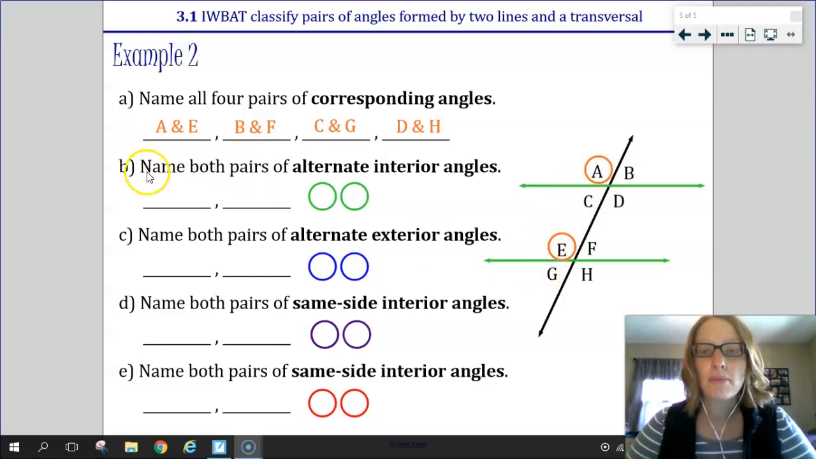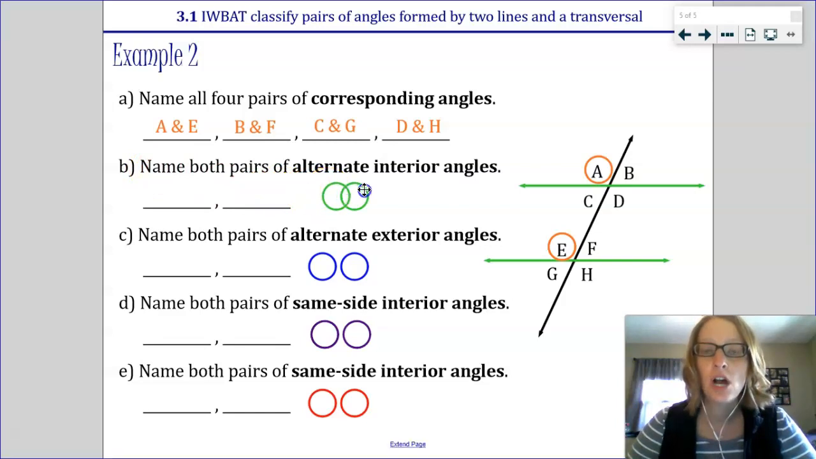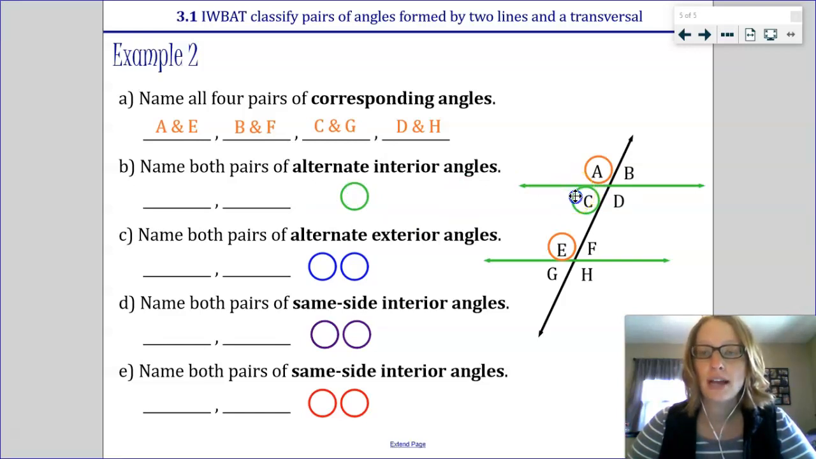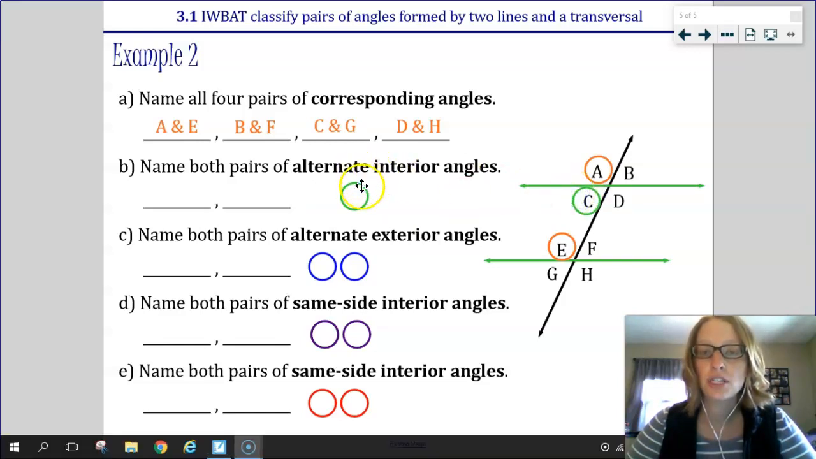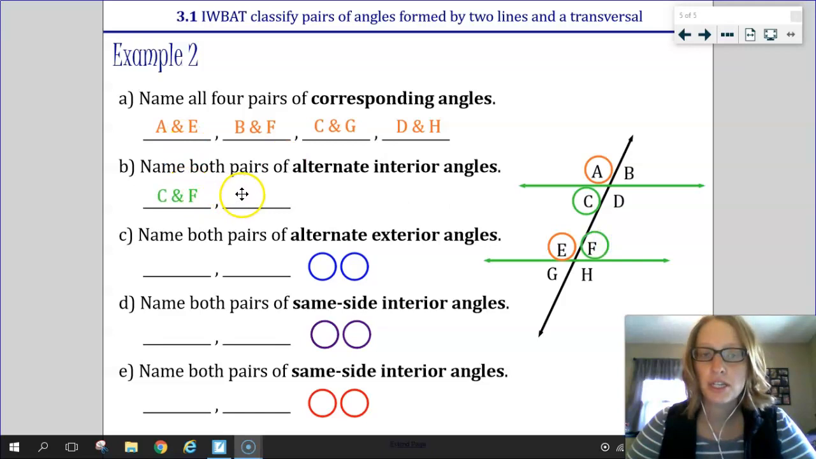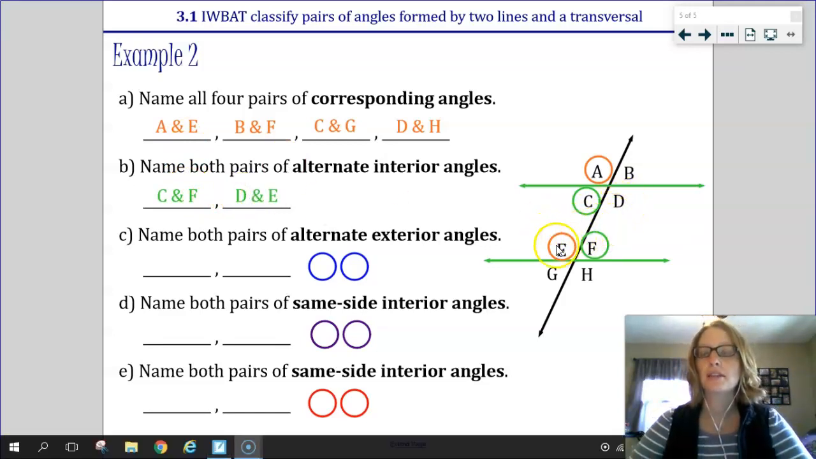Next, let's look at the pairs of alternate interior angles. Alternate interior angles are on opposite sides of the line in between the 2 given lines. So an example of alternate interior could be C and F, or another example of alternate interior could be D and E, also on opposite sides of the lines in between the 2 given lines.